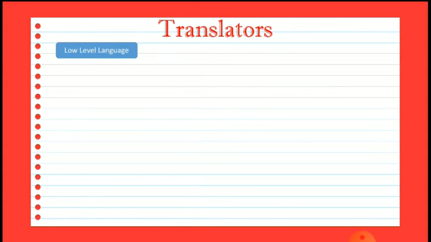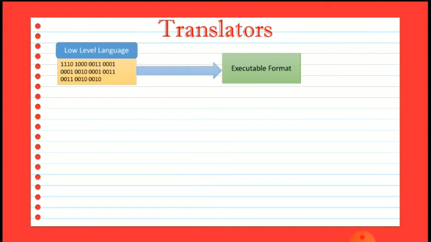As you know, if instructions are written in low level language, computer can execute those instructions directly. Suppose these are the instructions which are written using zeros and ones. These instructions computer can execute directly. If instructions are written in middle level language, those instructions need to be converted into low level language.